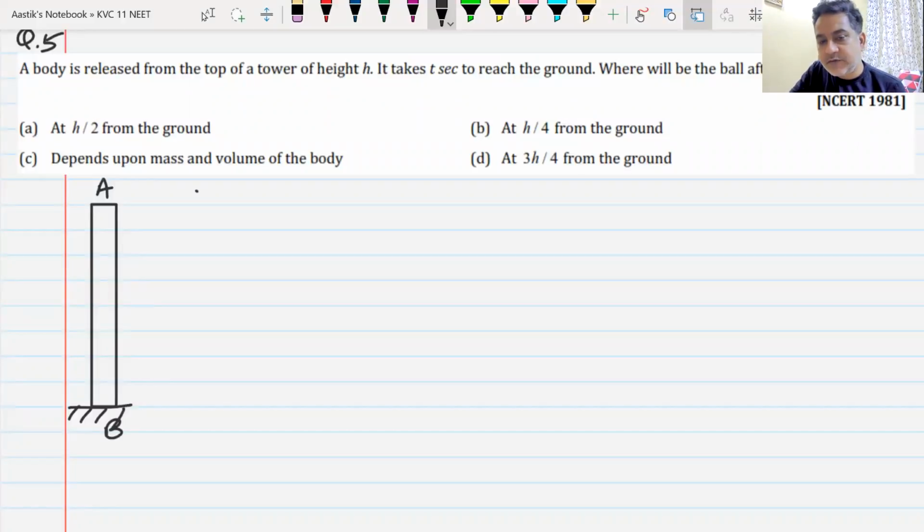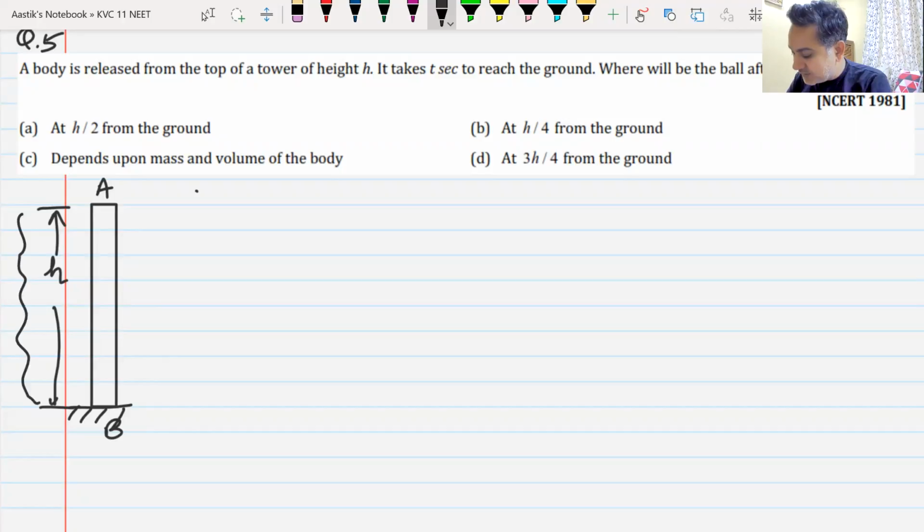Okay, so this is how you solve it. You draw a diagram. The height of the building is given as h, and it is given that it takes t seconds to fall. Yes or no? T is the time it takes to fall.